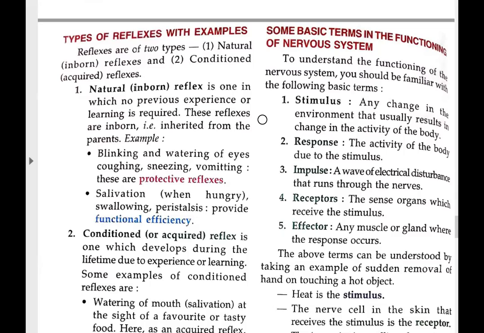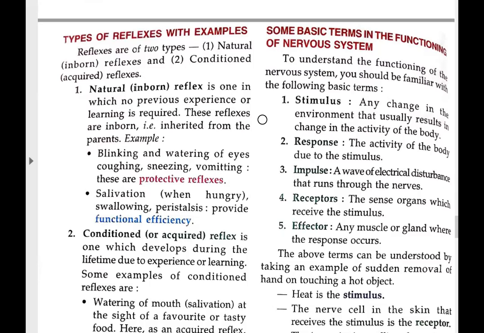That is stimulus. What is response? Response is the activity of the body due to that stimulus. जैसे आपका टेम्परेचर बाहर बढ़ा तो आपको स्वेटिंग आना शुरू हो गया, तो टेम्परेचर का बढ़ना is a stimulus and स्वेटिंग होना is a response to that stimulus.